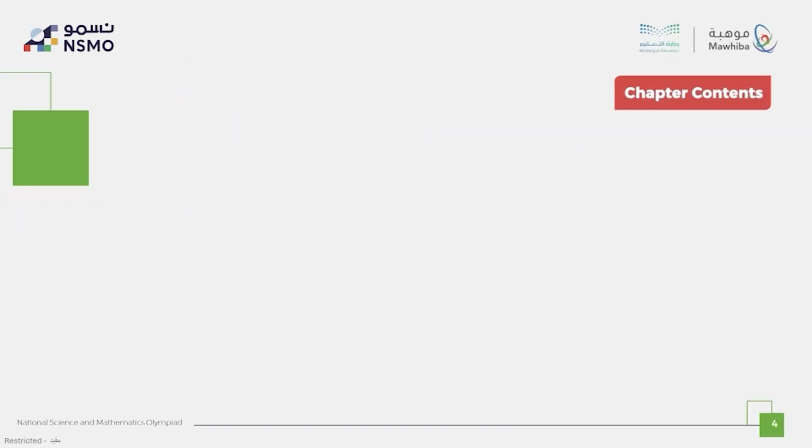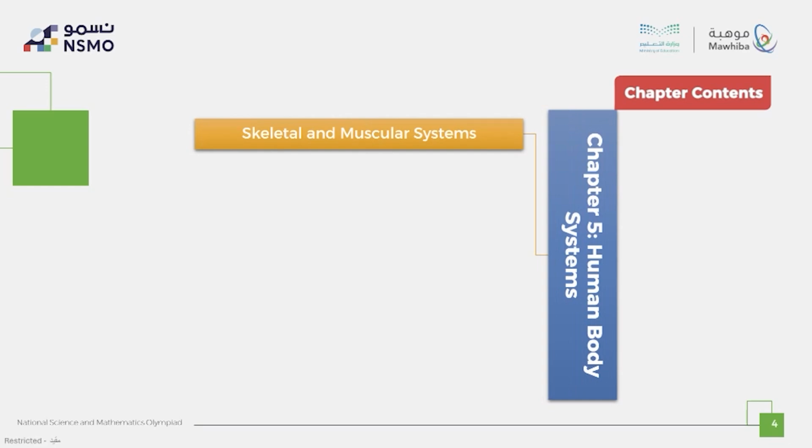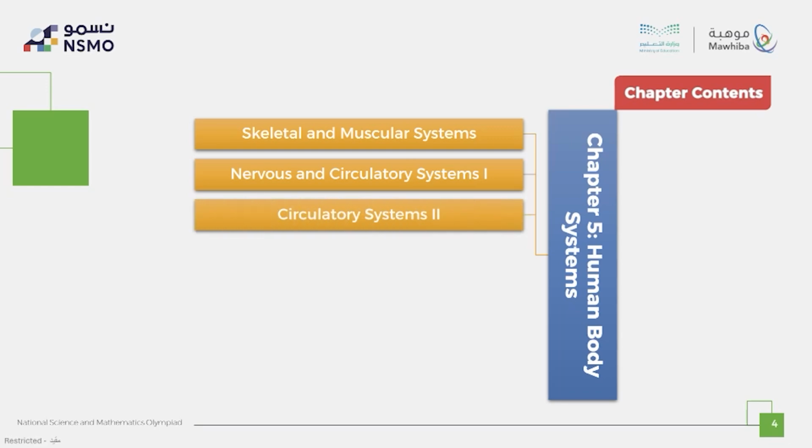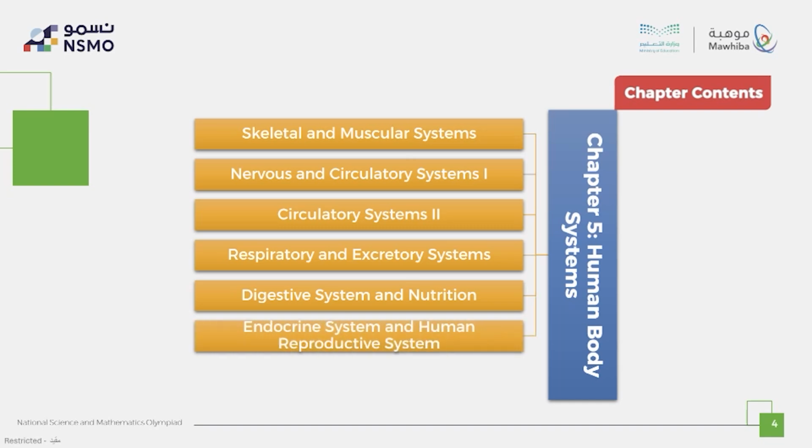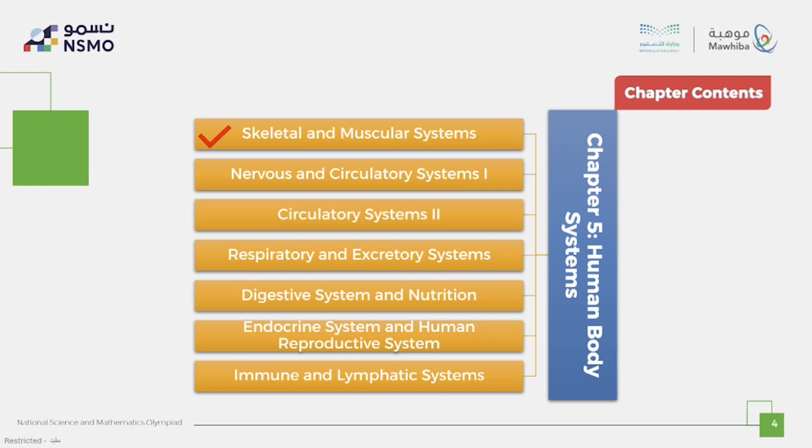In Chapter 5, we will cover skeletal and muscular systems, nervous and circulatory systems Part 1, circulatory systems Part 2, respiratory and excretory systems, digestive system and nutrition, endocrine system and the human reproductive system, and finally immune and lymphatic systems. And we will start with skeletal and muscular systems, the foundation of body movement and support.